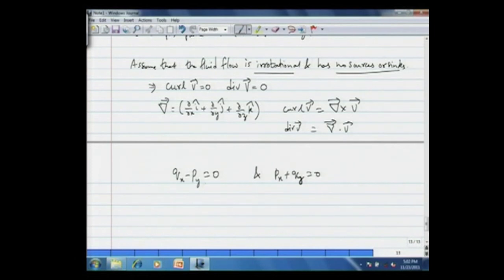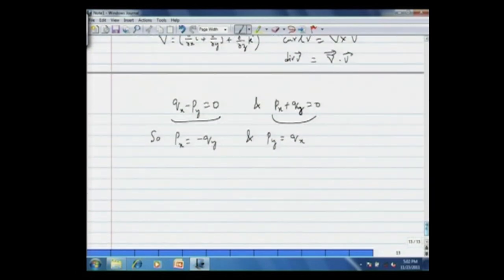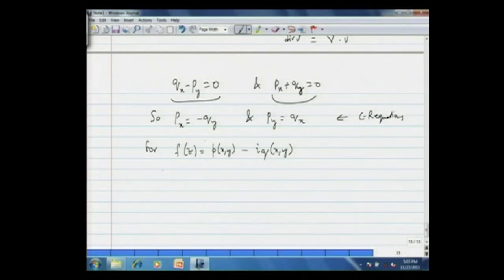Okay. So, the curl is 0 gives us this equation and the divergence is 0 gives us this equation. So, p_x is equal to minus q_y and p_y is equal to q_x. If I take the function minus q, then we see that p and minus q satisfy the CR equations for f of z equals p of x y minus i times q of x y. So, since p and minus q satisfy the CR equations, f is analytic.